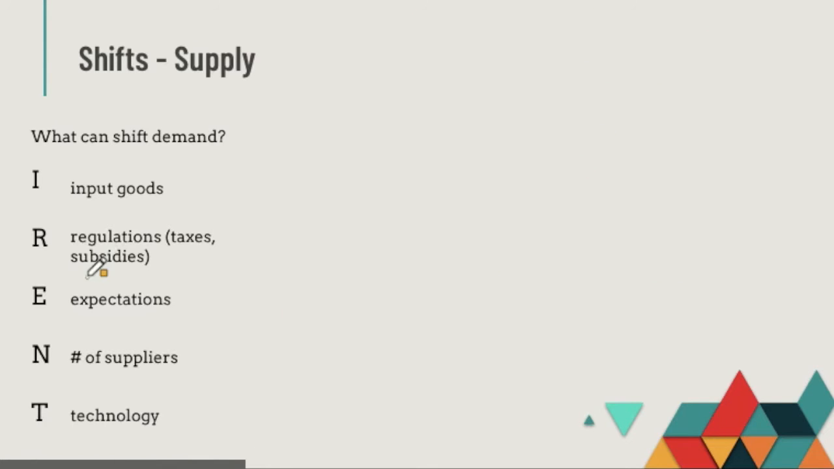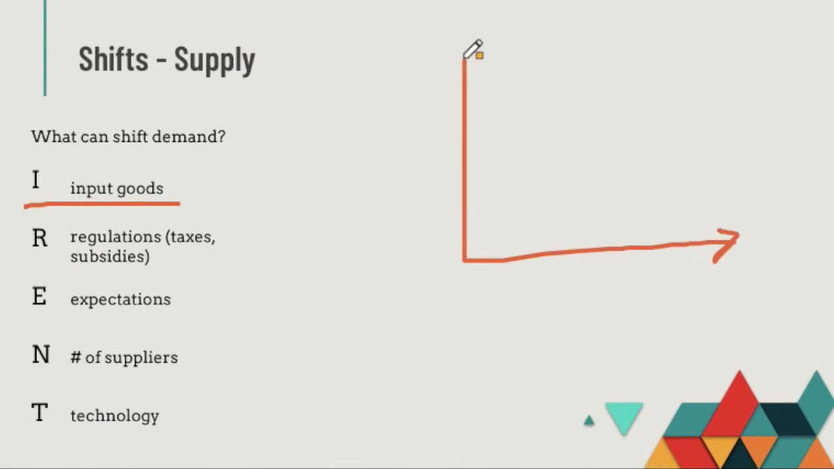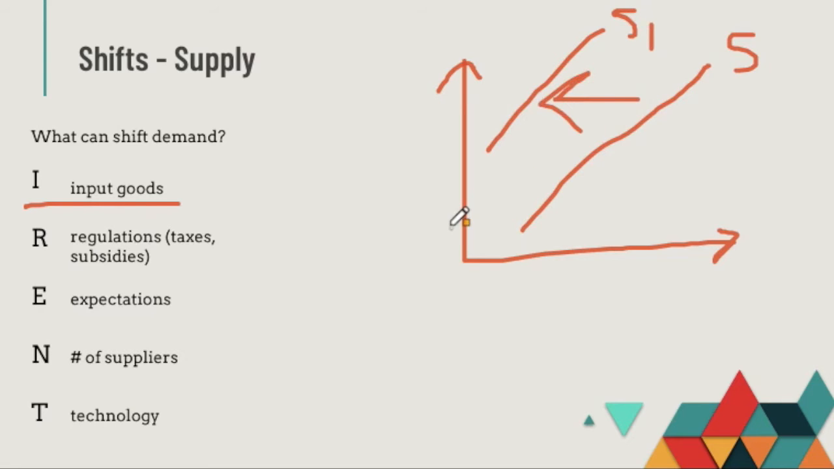And the shifters, you can remember with the acronym IRANS, or IRANS, however you want to pronounce it. The first is input goods. Input goods are basically things you use to make the products. They're what goes into the making. For example, if you're making a car and the price of a steering wheel suddenly doubled, you're going to need more money to make the same amount of cars. So if you were able to produce this many cars, now you're going to be producing fewer. There's a leftward shift in supply.